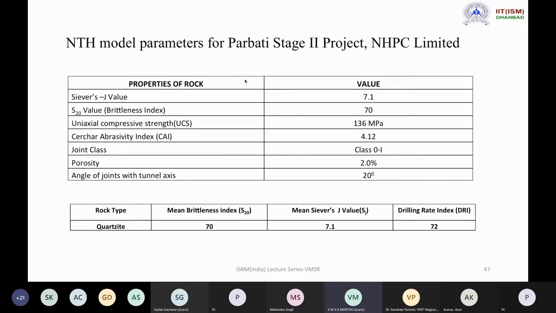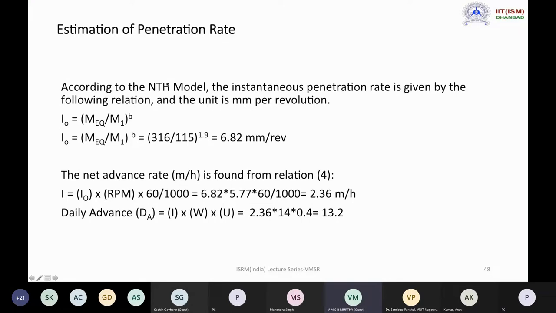You can see in this particular NTH model the penetration I0, which I'm calculating based on the rock parameters. These rock parameters essentially use DRI as their input. The penetration values come to 6.82 millimeter per revolution. When you apply it to an actual case, the daily advance can be predicted to be around 13.2. Of course, it depends on how much time I'm really operating my TBM, how many hours I'm operating.